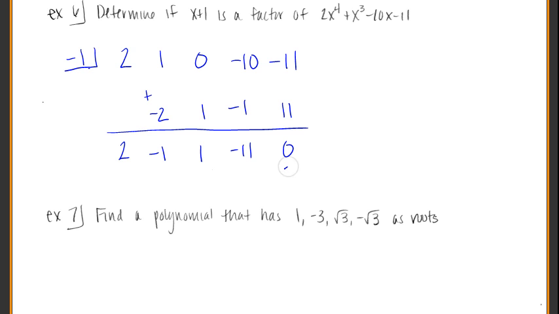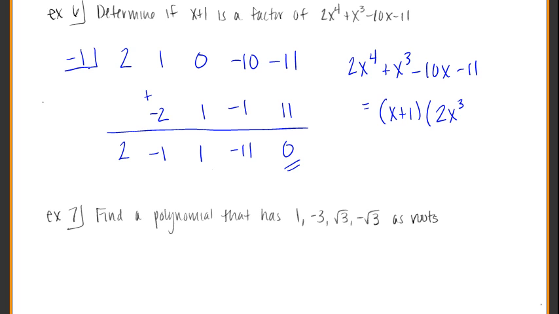So again, the unique trait with all of this is that if I took 2x to the fourth plus x cubed minus 10x minus 11 and I wanted to factor it, it's the same thing as going, okay, x plus 1 times 2x, and we're going to drop that degree by 1, so cubed, minus x squared plus x minus 11. And that's what that is in the process of factoring. And then, kind of like before, because the remainder was 0, we also know that x equals negative 1 is an x-intercept. So that's another piece of important information if I want to eventually graph.